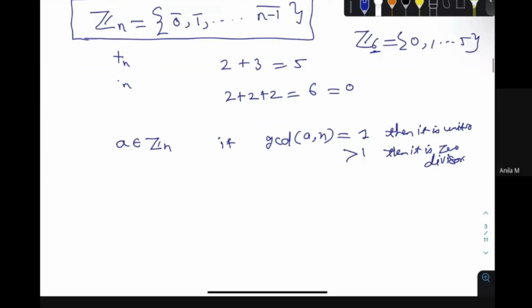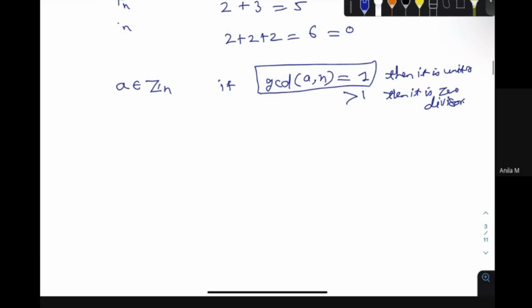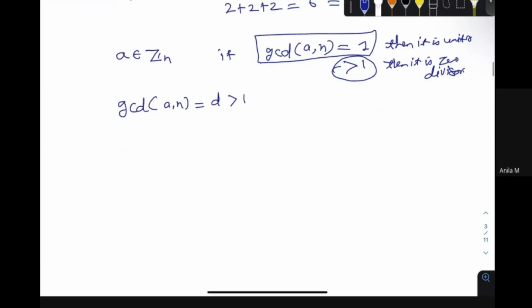Okay, fine. So in basic number theory, what is GCD? It is the greatest common divisor. If it is 1, it is a unit. If it is not, it is not a unit, it's a zero divisor. How to prove them? Slightly, this one is easier. Suppose my GCD of a comma n is d and d is greater than 1.